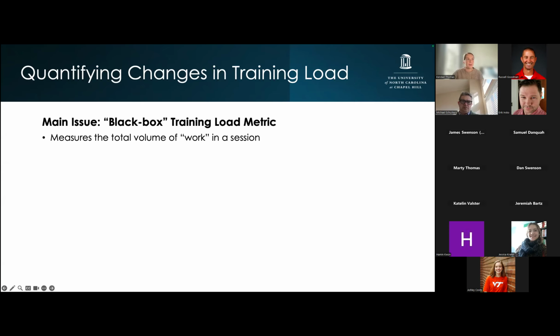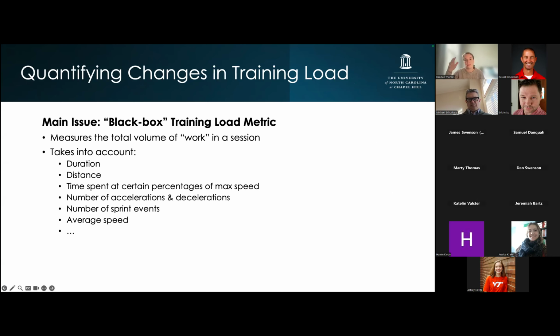matter which company you use for your wearable devices, whether it be Catapult, Polar, PlayerData, or some other ones out there, we note that they are kind of a black box in terms of what they give you. So they give you a training load number that takes into account the duration, distance, time spent at certain percentages of your max speed, accelerations, decelerations, sprint events, those types of things. But none of these companies actually publish how these numbers are come up with, as that's very proprietary to their company.